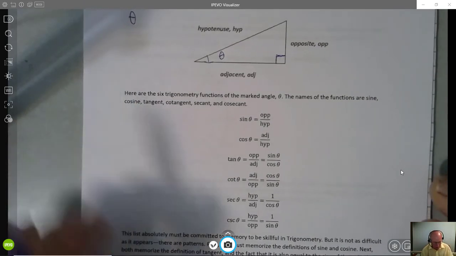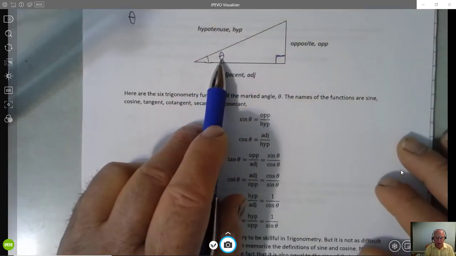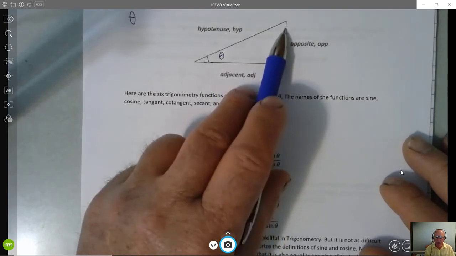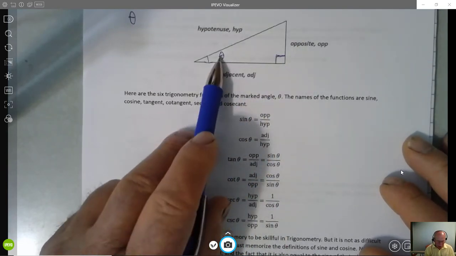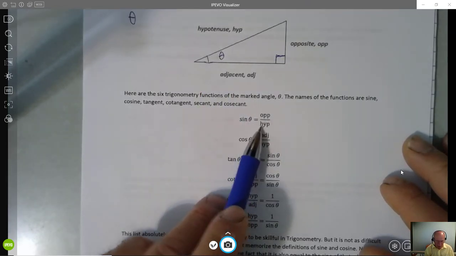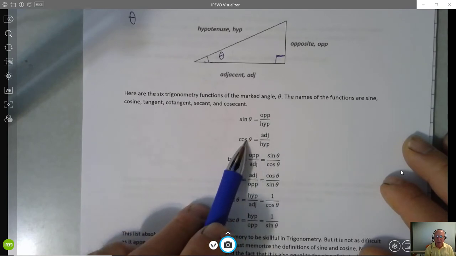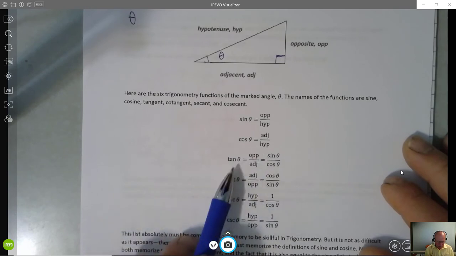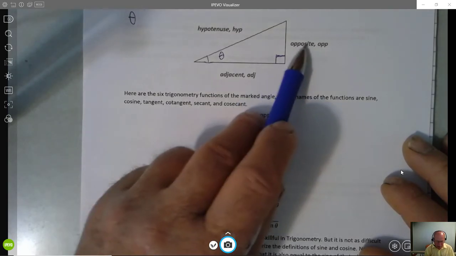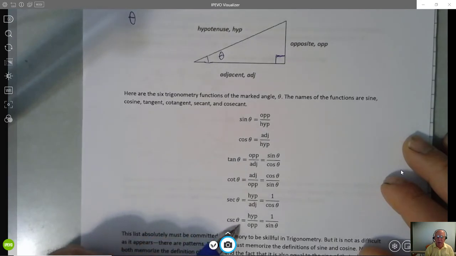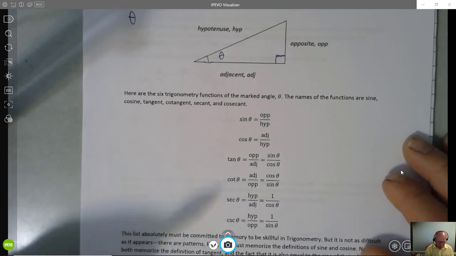All right, now let's walk through the 6 functions. All of these are simply ratios of the lengths of the sides of the triangle. So if I want the sine of theta, I define that to be the opposite divided by the hypotenuse. The cosine is defined to be the adjacent divided by the hypotenuse. The tangent is the length of the opposite divided by the length of the adjacent. And I have 3 more: the cotangent, secant, and cosecant.